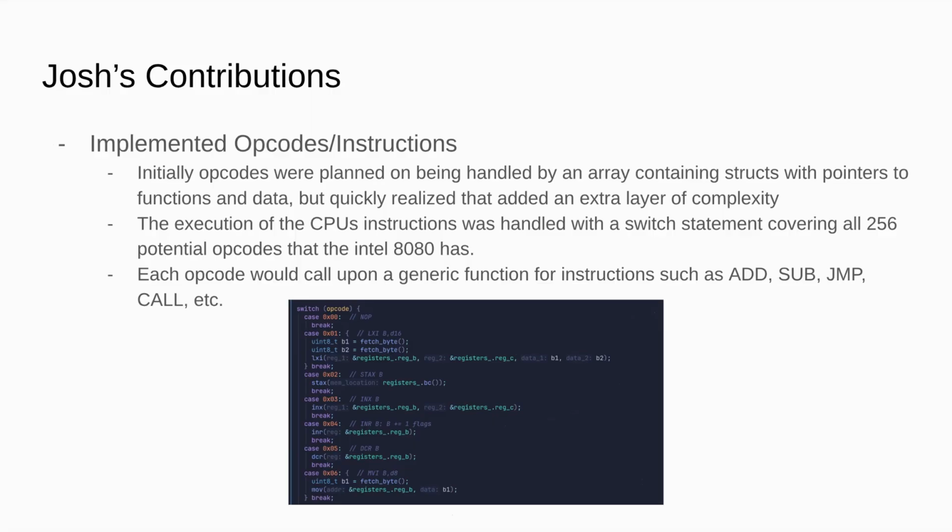Since the Intel 8080 is little endian, the most significant byte is the second byte of immediate data, and the least significant byte is the first byte of immediate data. So after that opcode is run, register B will contain the value of the most significant byte, and register C will contain the value of the least significant byte.